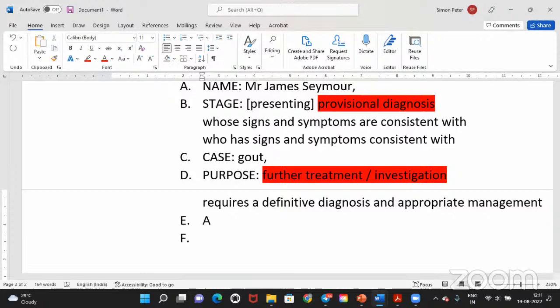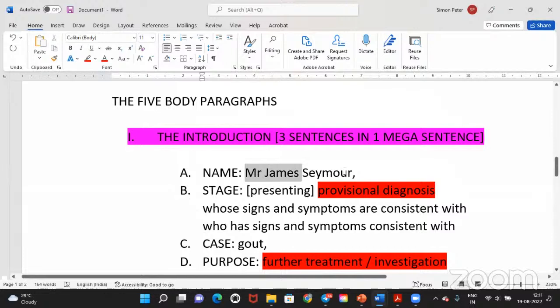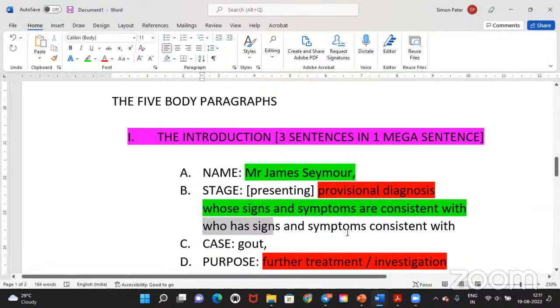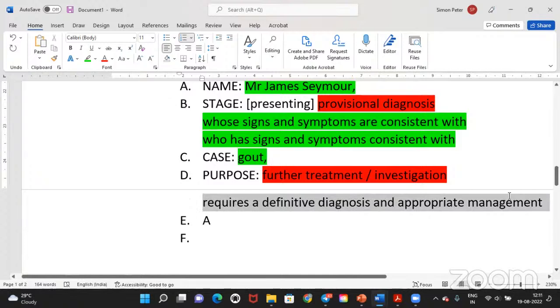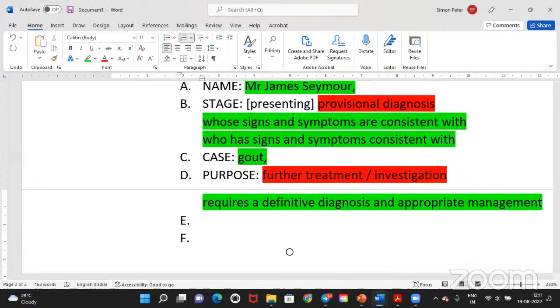Mr. James Seymour. So this is green. Mr. James Seymour, whose signs and symptoms are consistent with, or who has signs and symptoms consistent with, and then gout, comma, requires a definitive diagnosis and appropriate management. Okay, next one.